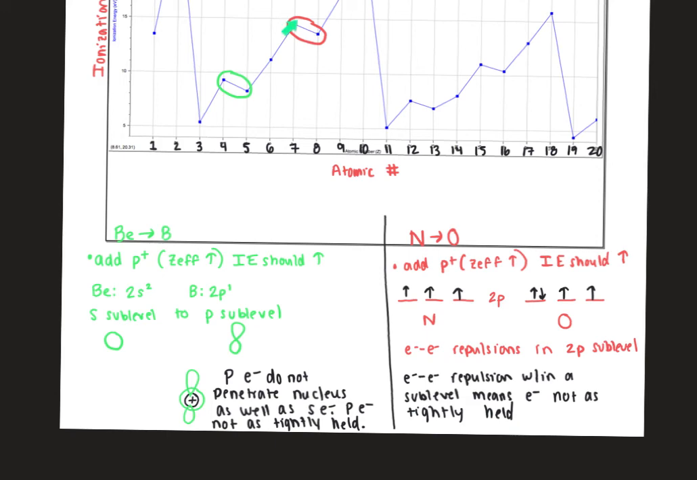Look at the other exception. We have a drop down from 7 to 8. That's nitrogen to oxygen. We're adding protons, so Zeff goes up. We should have more ionization energy. Let's look at the orbital energy diagrams in that 2p sublevel. N is 2p3, O is 2p4. And so what happens is O experiences electron-electron repulsions in this 2p sublevel. And those electron-electron repulsions within the sublevel mean that this electron is not held as tightly, so it's easier to remove, less energy to remove it if there's less attraction due to those repulsions. So we see a little dip once we start pairing up electrons.